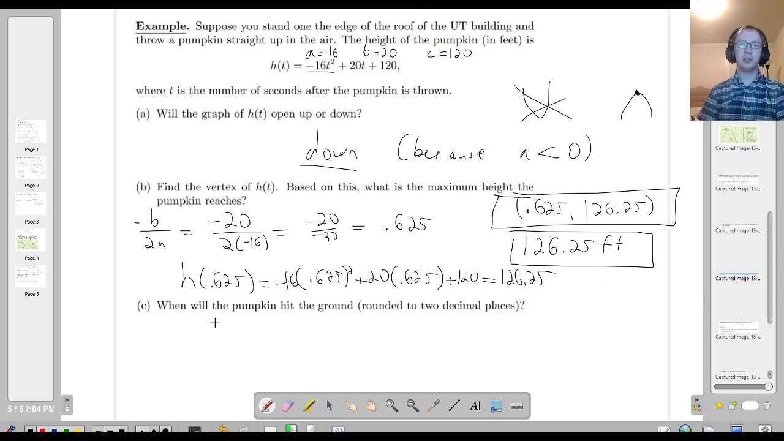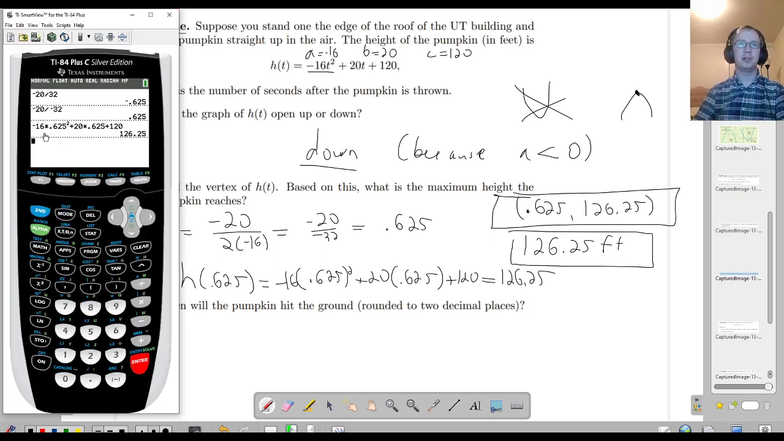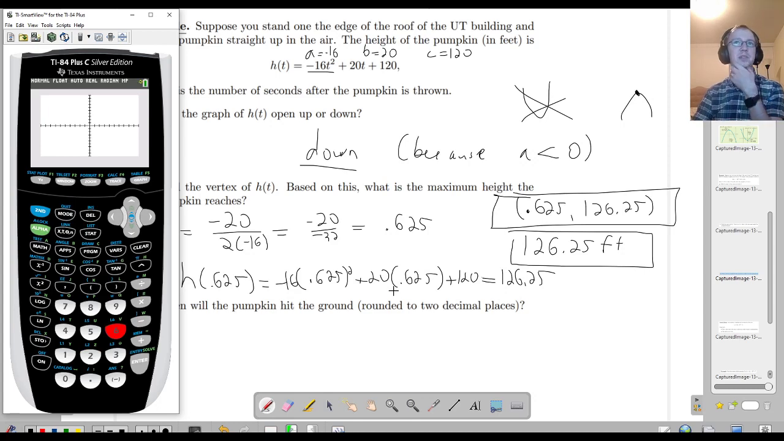The last question it asks is, when will the pumpkin hit the ground, rounded to 2 decimal places? And to do this, I'm going to let the calculator help out all the way. So I'm going to go ahead and put in this function, negative 16, I can't put t, but I'll put x squared, plus 20x plus 120. If I start with zoom standard, this is not going to be great. I can't really see the whole function. It kind of shoots off the top of the screen. So let me just adjust that a little bit.